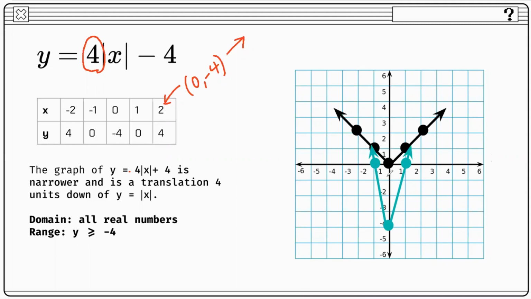As for your domain, it's going to be all real numbers, and for your range, look at your vertex, and it's at -4 on the y-axis, and from your vertex it's actually going up to values that are greater than -4. So we know that all your y values are going to be y is greater than or equal to -4, and there is your range.